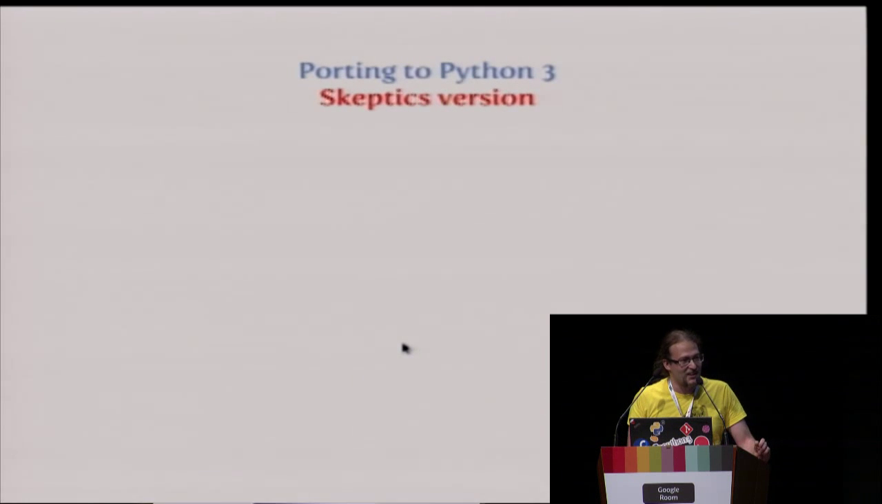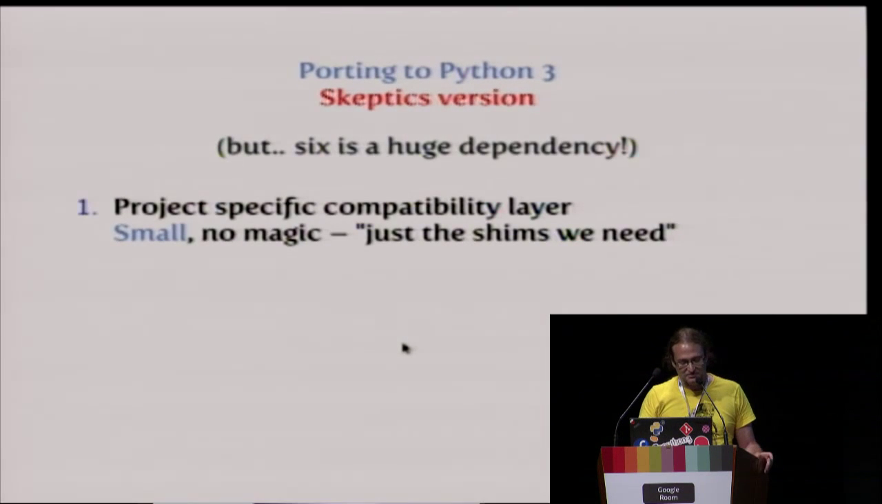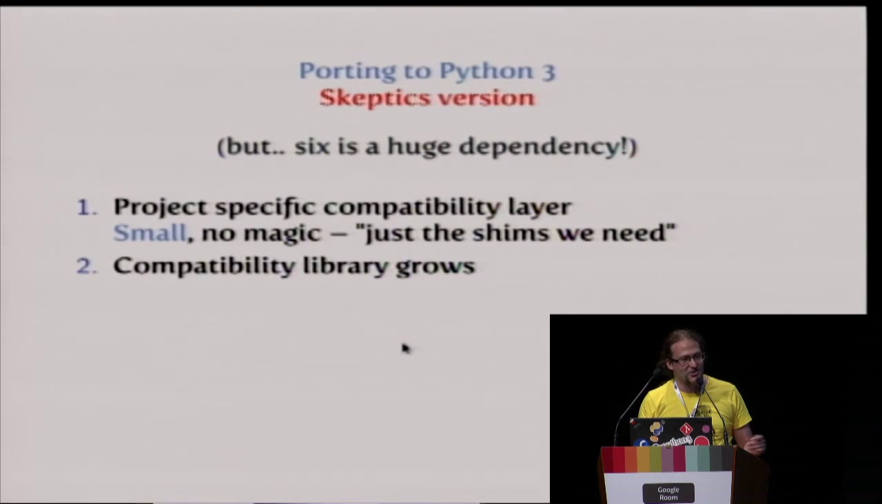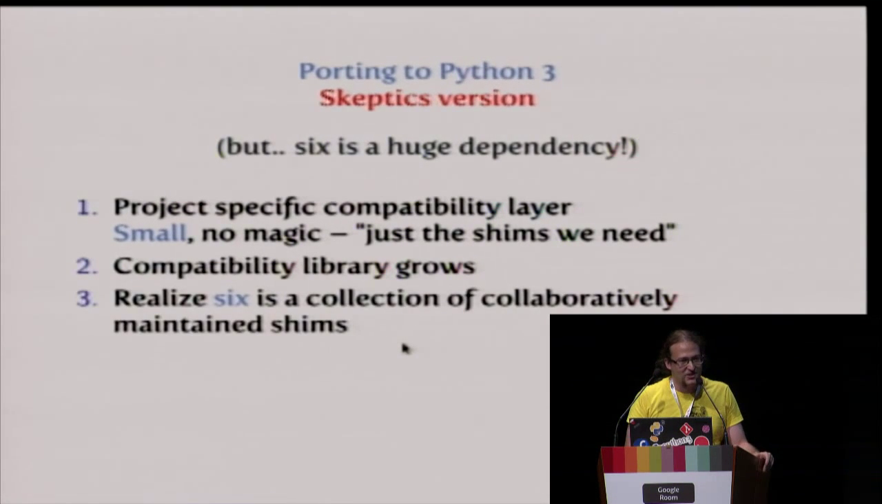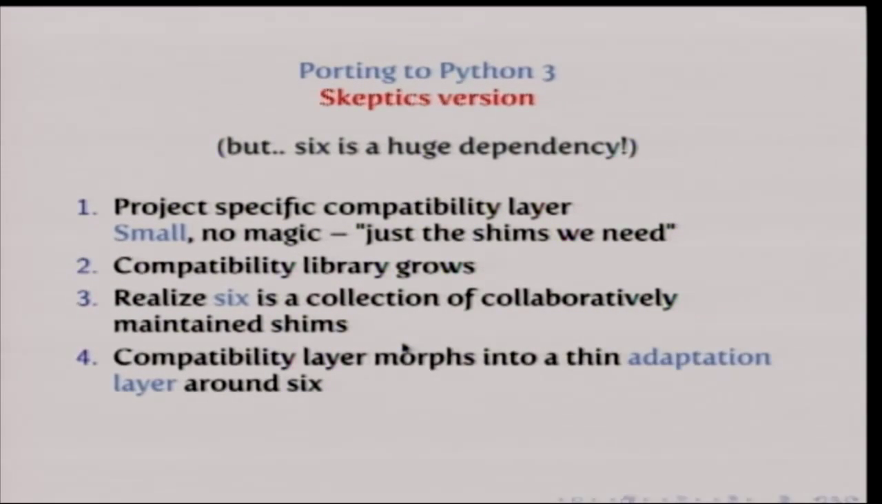The problem is that you will have some people on your team saying, why Python 3? Why do you have this six library? We don't want another giant dependency in our project. So sometimes Python 3 porting goes like this. You introduce some small specific wrappers, just the ones you need for your project. They're small, there's little magic involved. Then your library grows because you need more and more. And then you realize you have just re-implemented half of six, very badly. So you introduce six, your compatibility layer shrinks into a tiny adaptation library, and next time maybe you will start with six from the beginning.